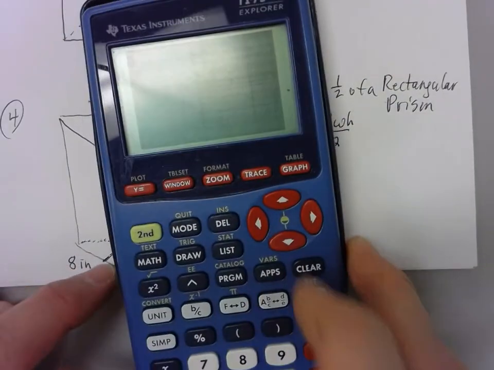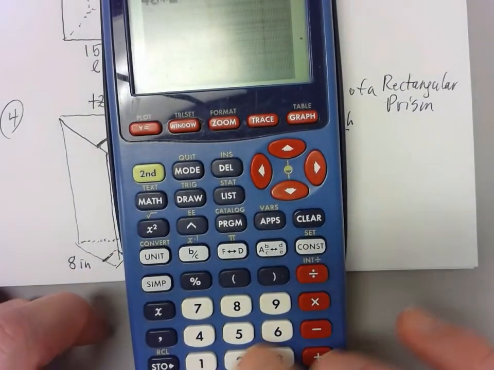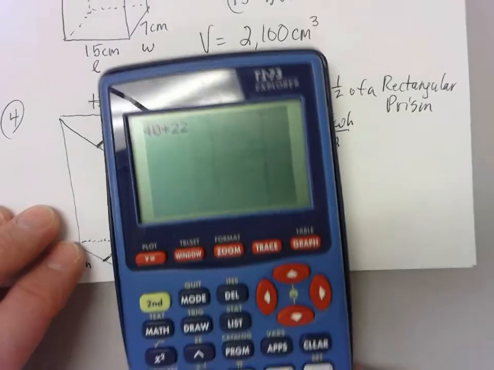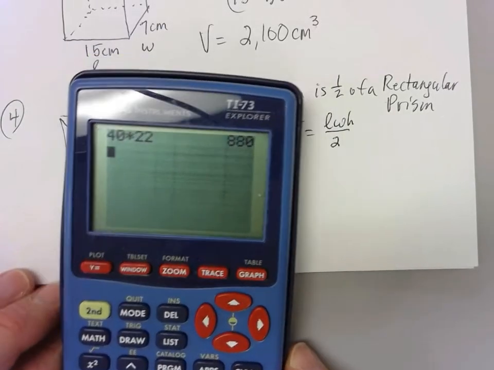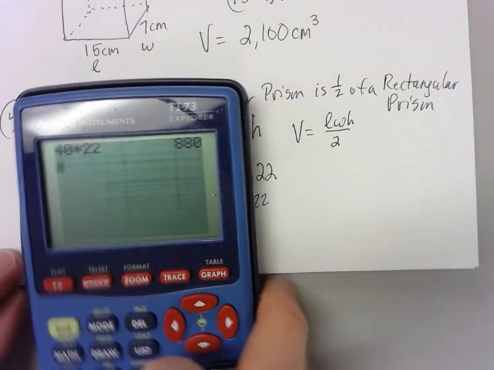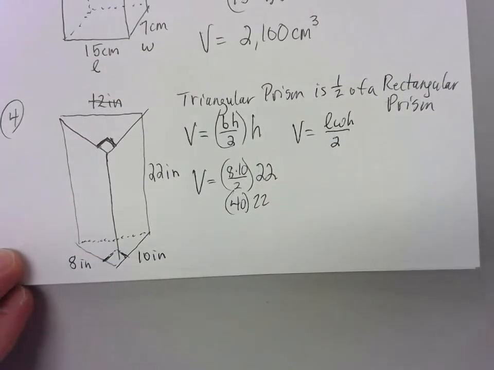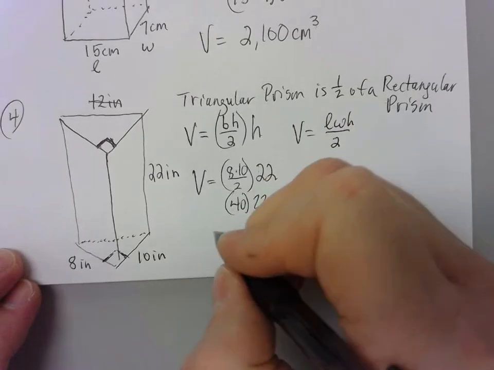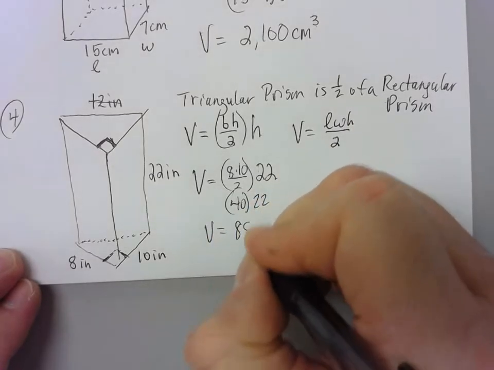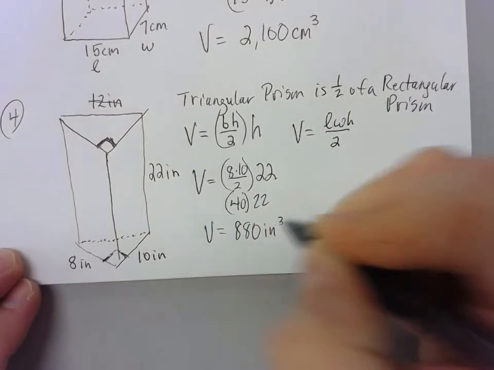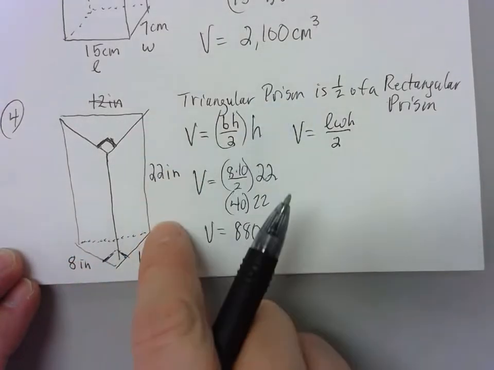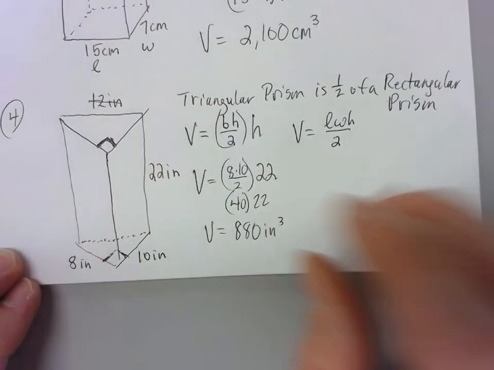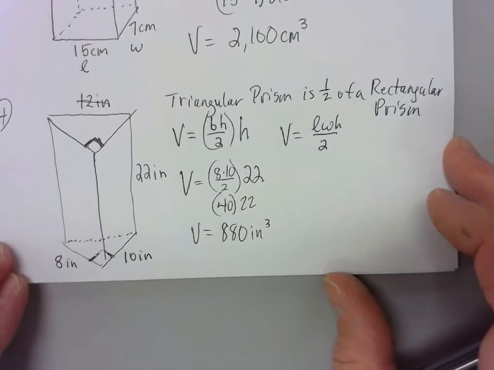And 40 times 22, if you need to use your calculator, flip back some. 40 times 22 would give you 880. So that is 880 inches cubed. Again, we multiplied three things together, okay? The base and height of the triangle, and then the height of the whole prism. So 1, 2, 3. That's why it's to the third power, why it's cubed.